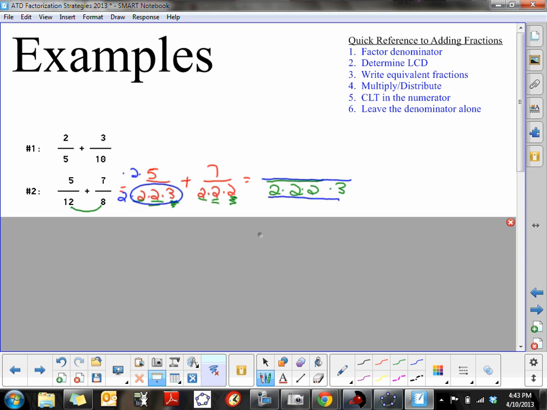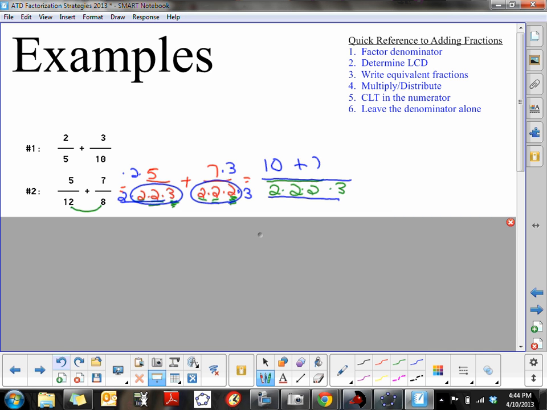To create the common denominator, I had to get another 2 in this denominator, so that's 2 times 5, which is 10, plus, now I've got to look at this denominator, which is 2 times 2 times 2. It's missing the 3, so that means I'm going to have to make sure that I multiply this denominator by 3, and then the numerator by 3 to create an equivalent fraction.